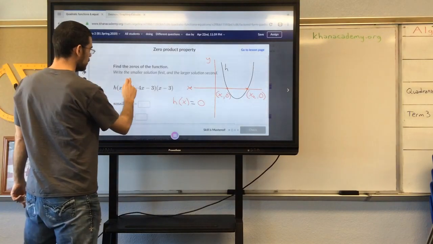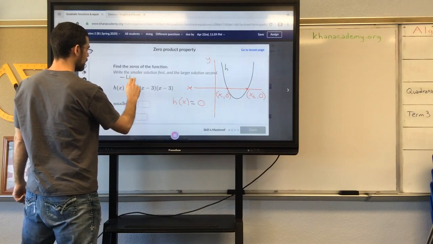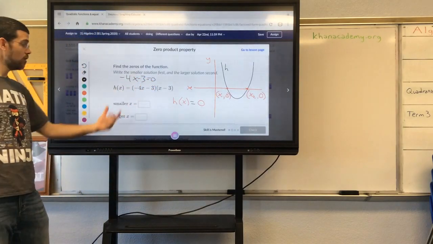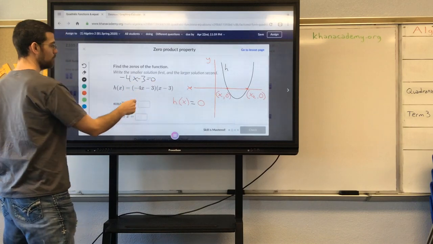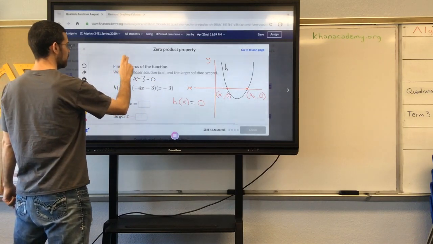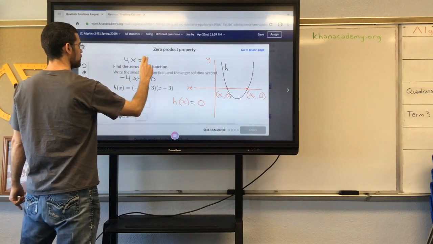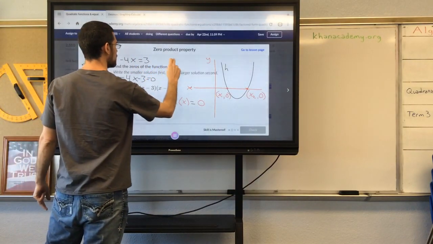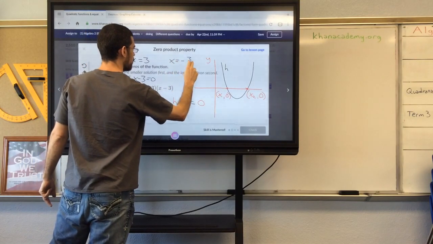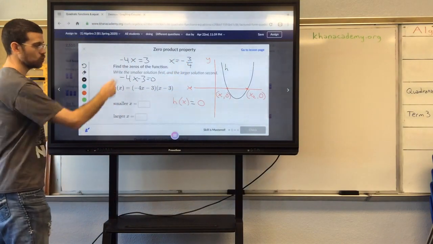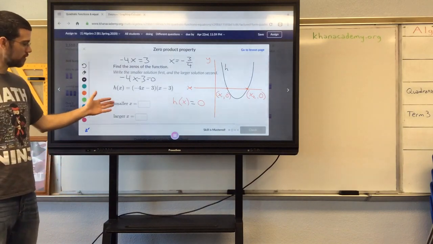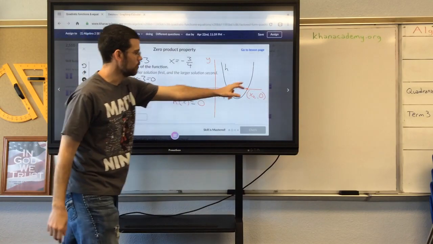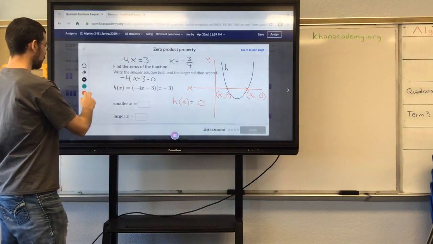Okay, so what if negative 4x minus 3 equals 0? We can solve that equation for x. We'll add 3 to both sides. We get negative 4x equals 3. And now we'll divide by negative 4. And we get x equals negative 3/4. So this is one of our two solutions. I don't know whether it's the left point or the right point, the smaller x value or the greater x value. We have to figure out what the other one is.